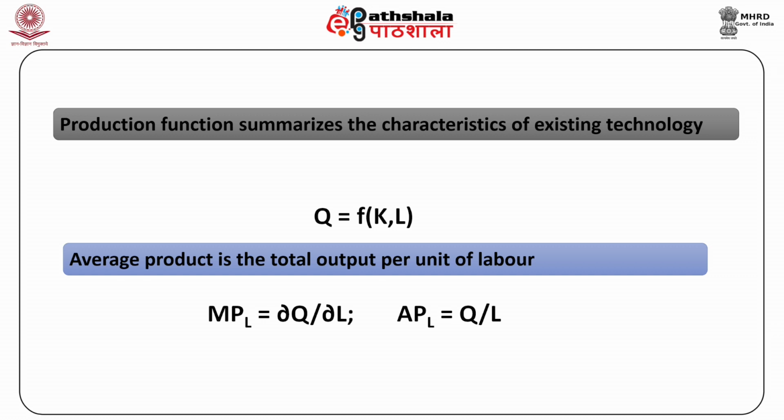The production function is illustrated in figure 5.1. This curve shows a relationship between Q and L for given K. As labor increases, ceteris paribus, output increases. The slope of this total product curve is the marginal product of labor. The marginal product of labor is defined as the change in output resulting from a change in labor, keeping all other factors constant. Correspondingly, average product is the total output per unit of labor. So, thus we can say that MPL is equal to del Q upon del L and APL is equal to Q upon L.